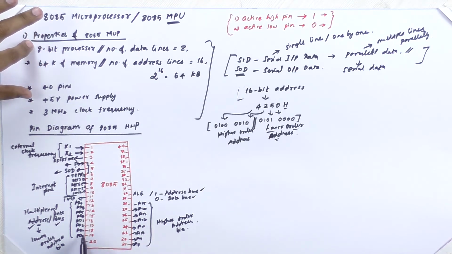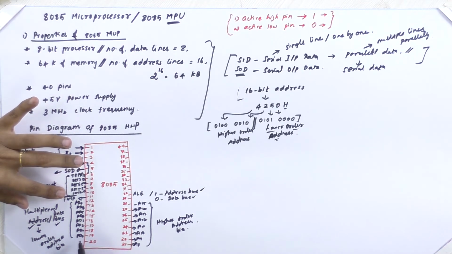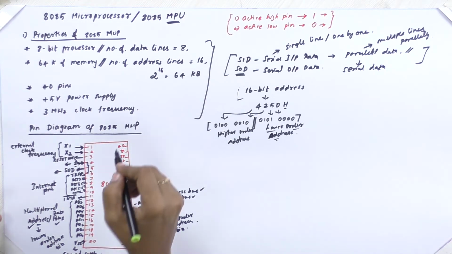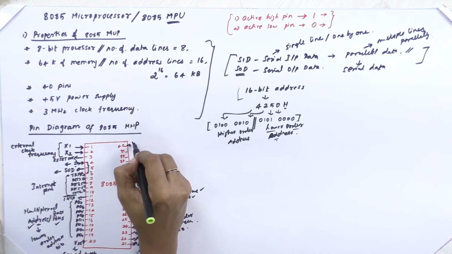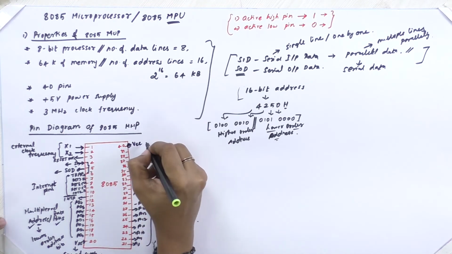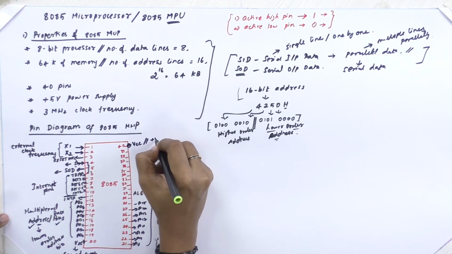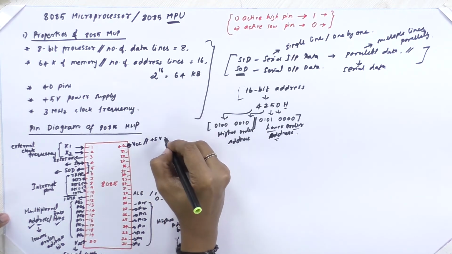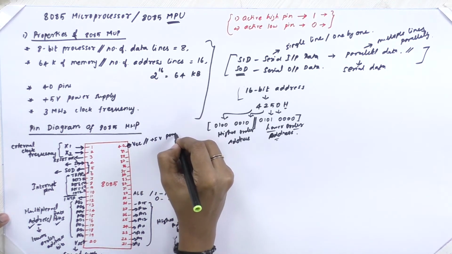And pin 20 is called the VSS pin. This is the ground reference pin, ground supply or ground reference. And pin number 40 is called VCC, and this is the pin used to receive the plus 5 volt power supply.